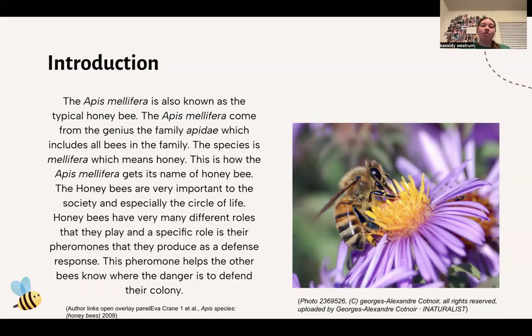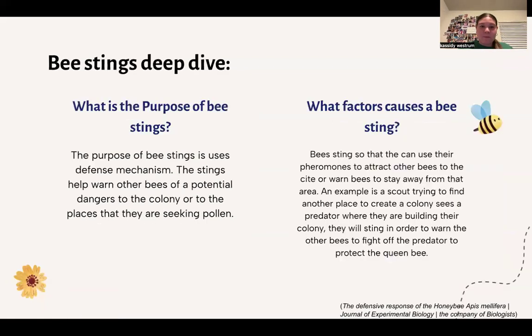Their pheromones are produced as a defense response, and it helps them know where the danger is to defend their colony, and especially the queen bee, because that's a lot of their role, is to really defend the queen bee. The purpose of a bee sting is just a defense mechanism. So the sting warns off other bees of potential dangers, and then the bees will come to that site if they need to, and it will help them warn off those people or the predators. It could be big insects. It could be so many different things.